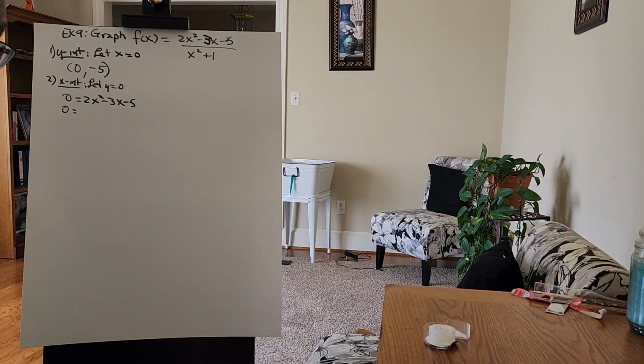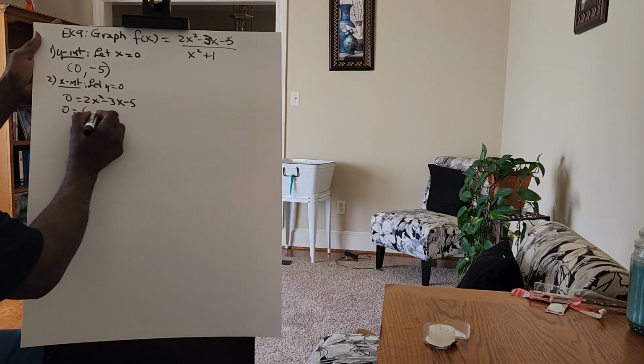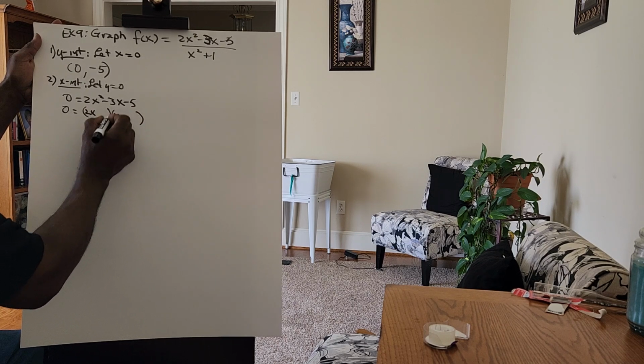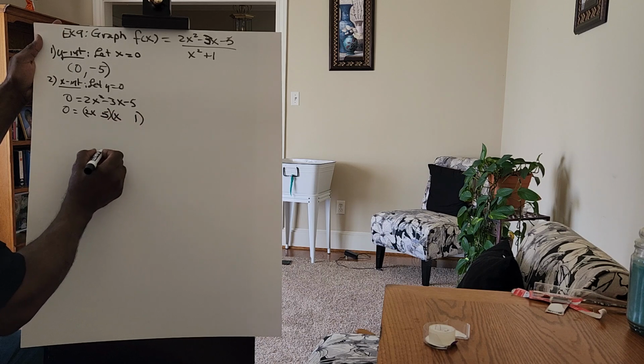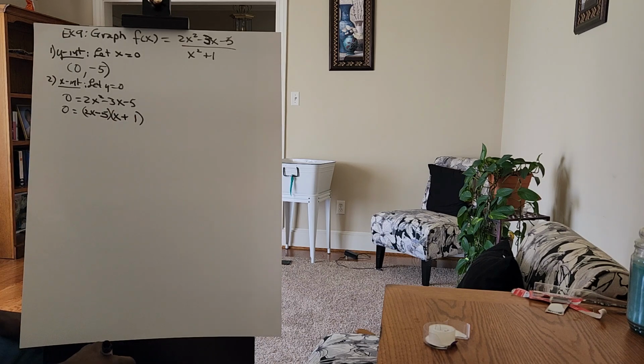Maybe we can factor this thing, 2x squared minus 3x minus 5. So let's try to factor it. So 2x and x. I need a 5 and a 1. Okay, and I want that to be a minus, and I want that to be a plus. So there's the factorization.